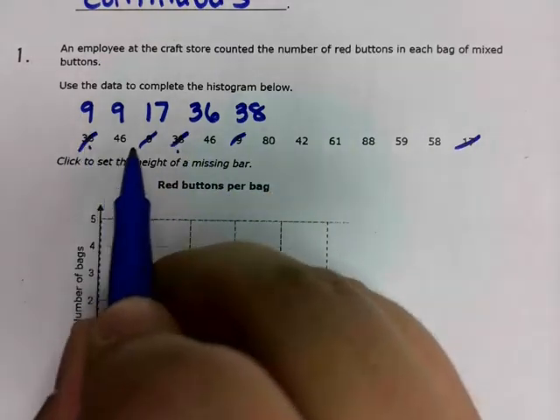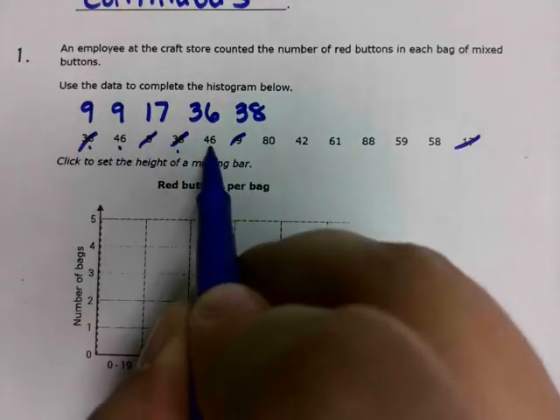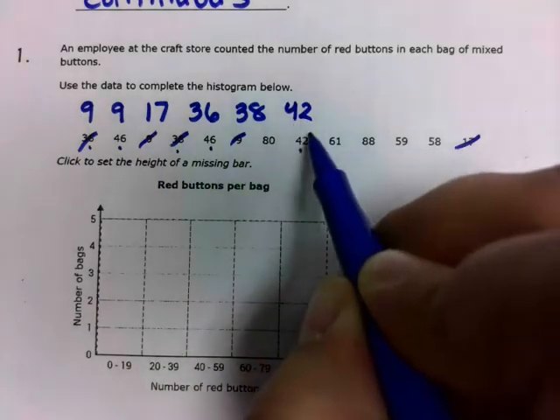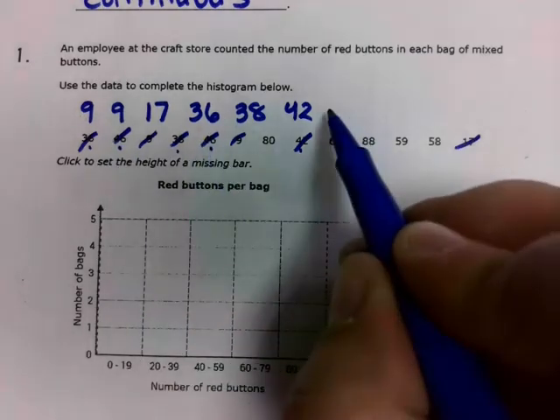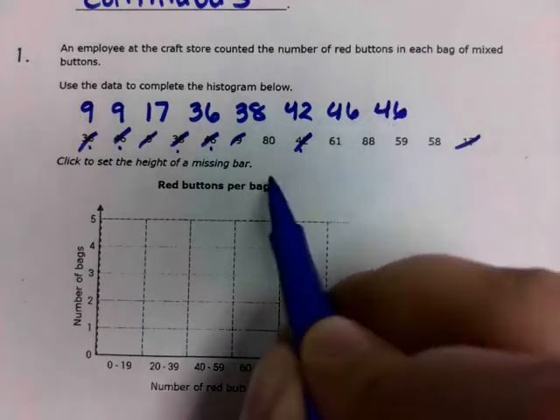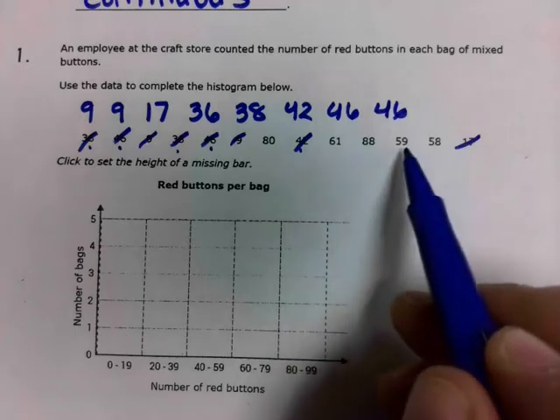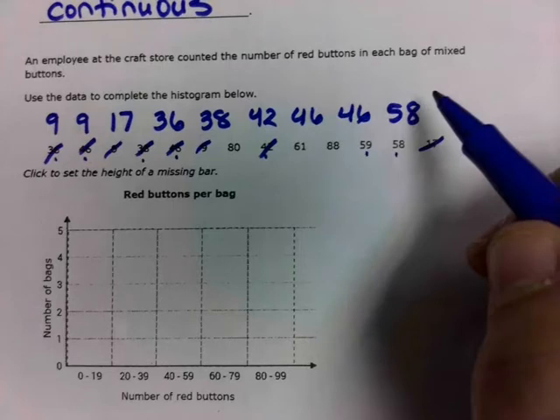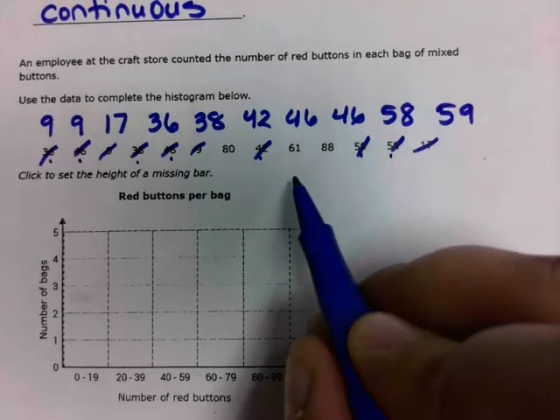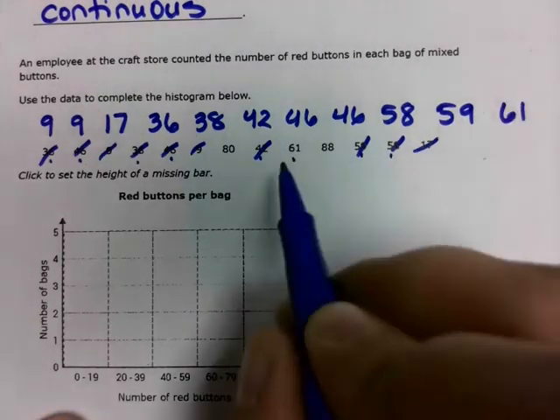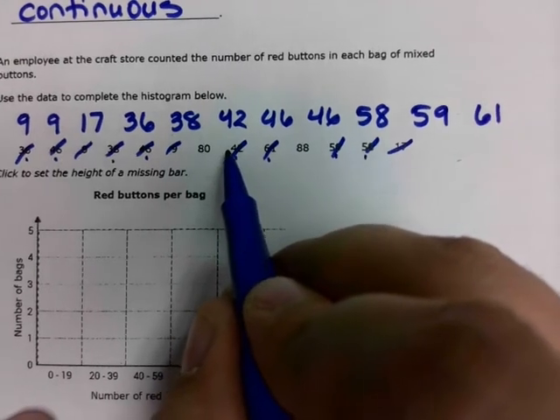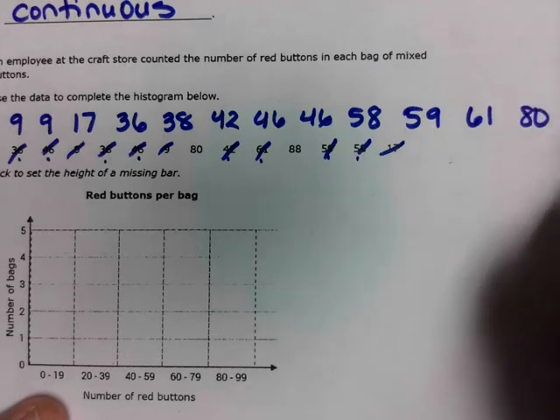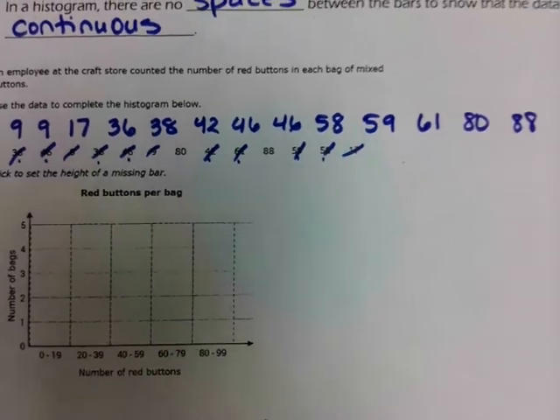I cross them off. Next would be the 40s. I've got 40 there, 40 there, 40 there. Least to greatest would be 42, and then I have 2 46s. I crossed them off. Then we have the 50s: 58 and 59. And then 61. Then we have our 80s, 80 and 88. I can't see the 88 up here, just a little bit too shy.